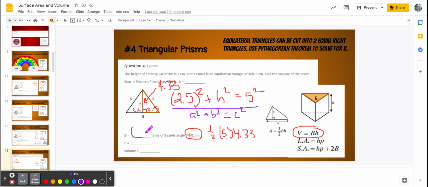And then once you get that, I think that height is 4.33.